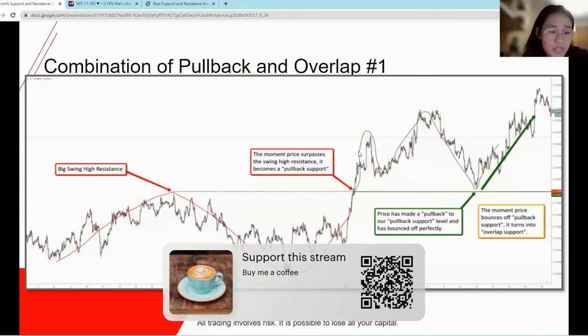Now we move into the green area. We see price retrace to this level and then it bounced off perfectly over here. Once it goes into the green area, it is a pullback support. Pullback support all the way until price bounces off the level. Once price bounces off it, it becomes an overlap support.